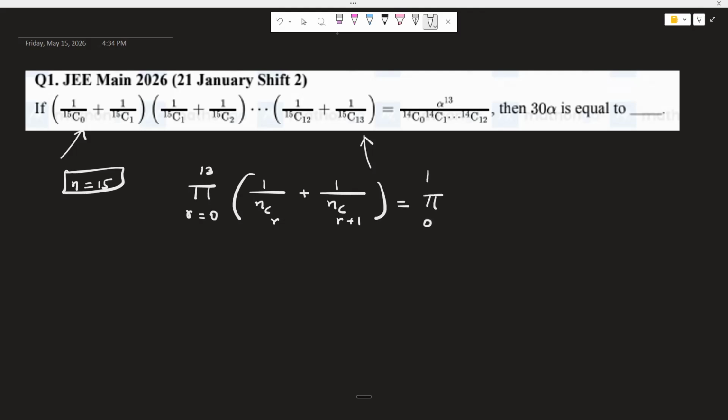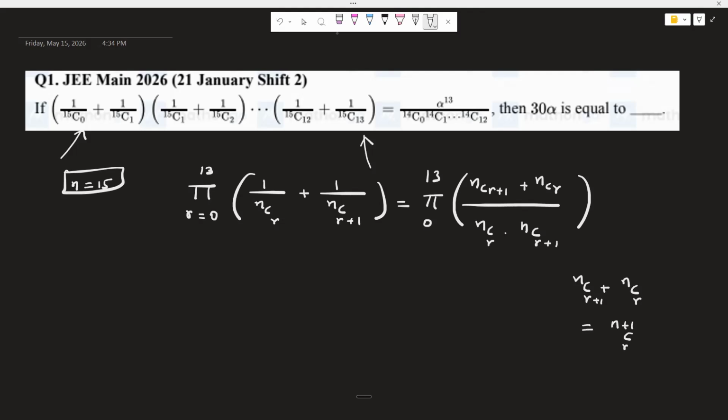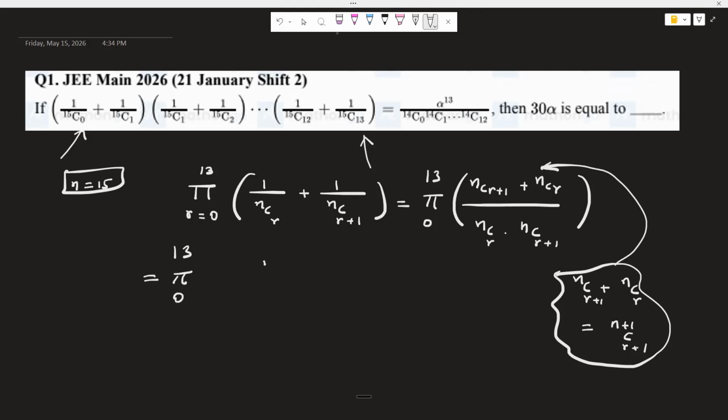So pi from 0 to 13, perform the LCM: NCR multiplied by NCR plus 1, over NCR plus 1 plus NCR. And we know the result that NCR plus 1 plus NCR is equal to N plus 1 CR plus 1. We will use this result in the numerator. So that will be equal to pi 0 to 13, in the numerator N plus 1 CR plus 1, upon NCR into NC R plus 1.